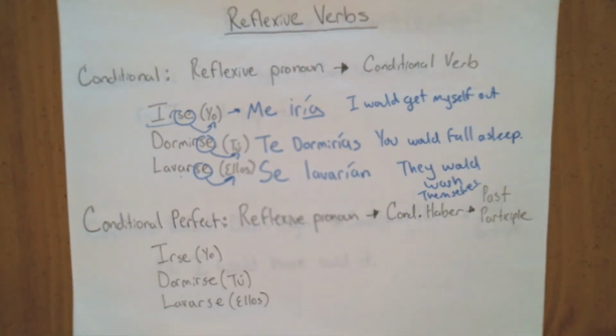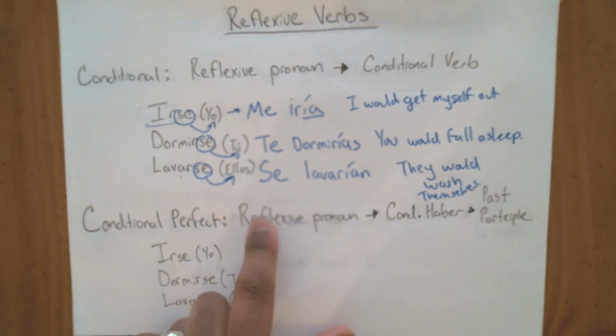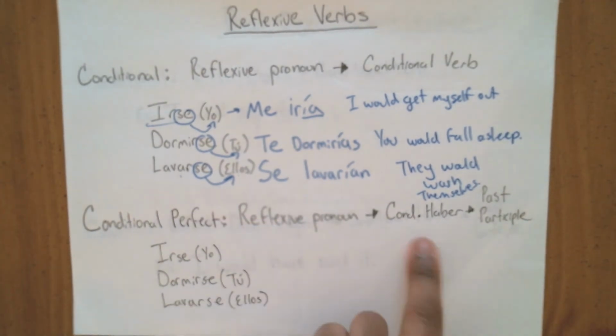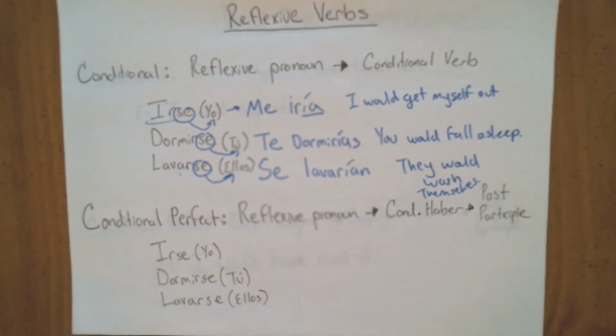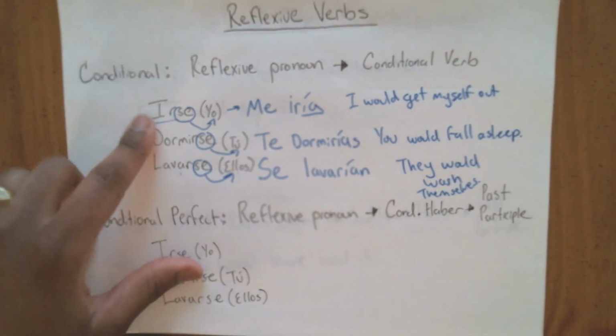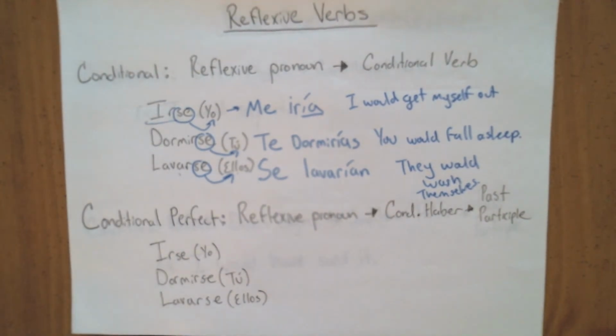Now, the rule for that is pretty much the same thing in the conditional perfect or the would have form. And that is, your reflexive pronoun always goes first, then you put your conditional form of haber, which is your would have word, and then your past participle. So it goes reflexive pronoun, then your would have statement, which is haber, then your past participle. Let me give you 3 examples. We're going to use the same exact verbs as up here to keep it consistent, to make sure you understand what's going on here.